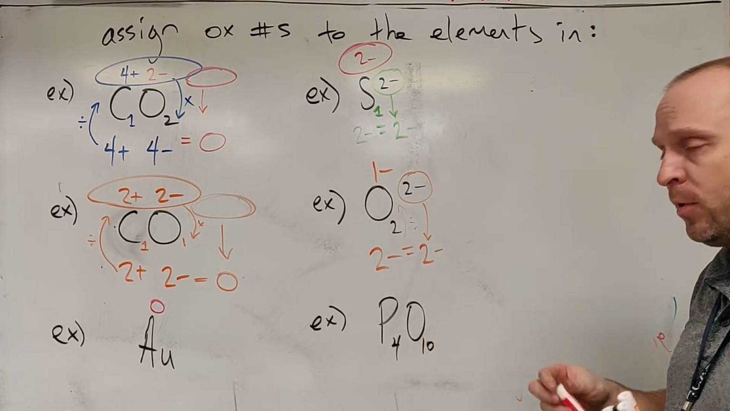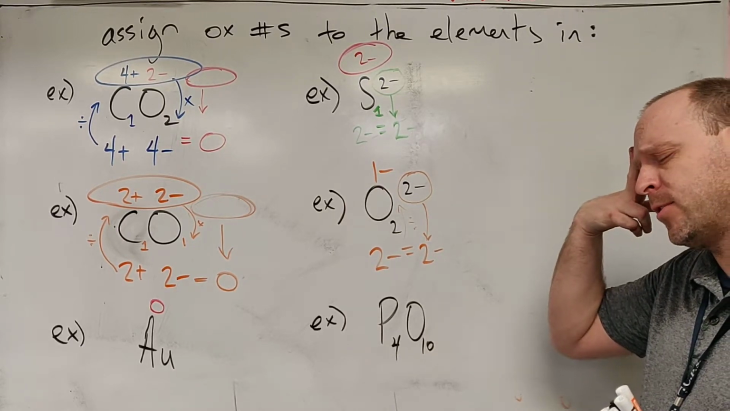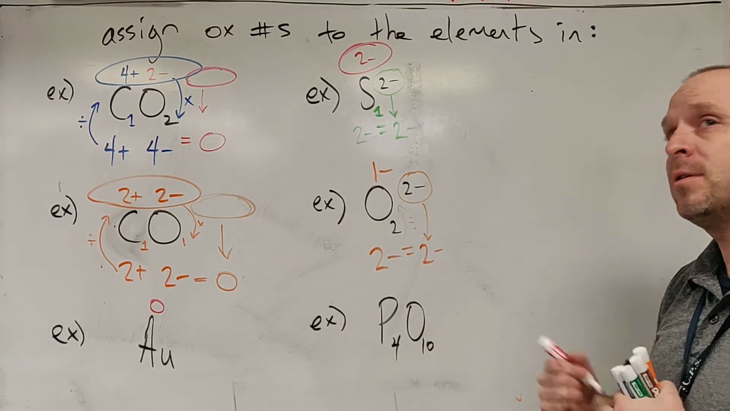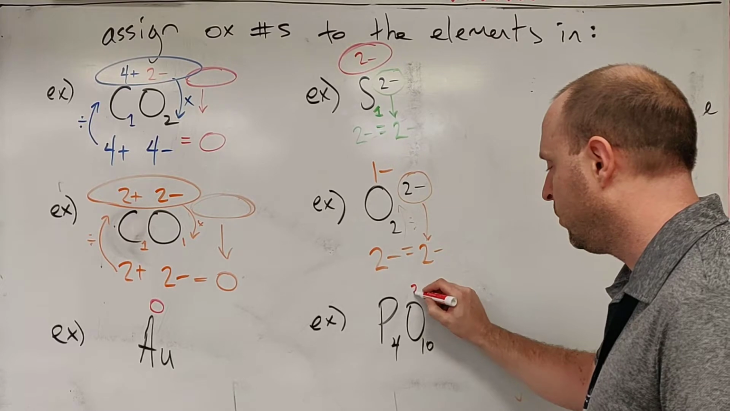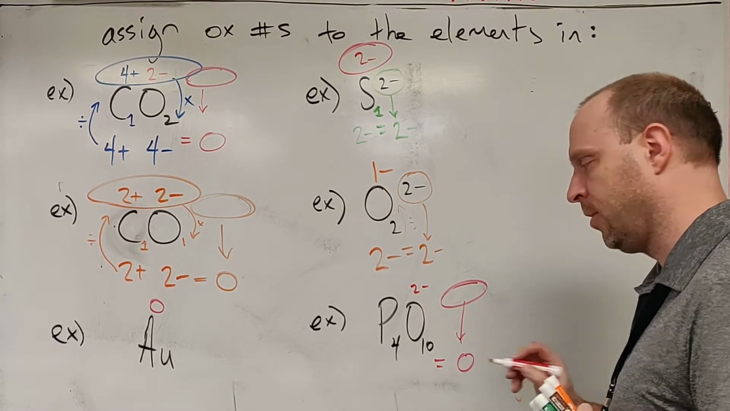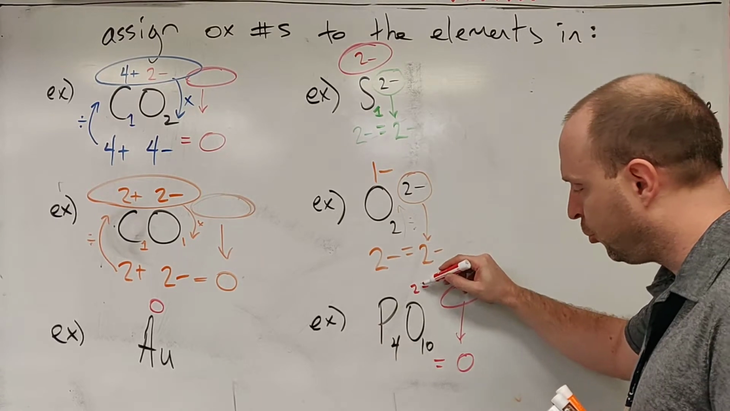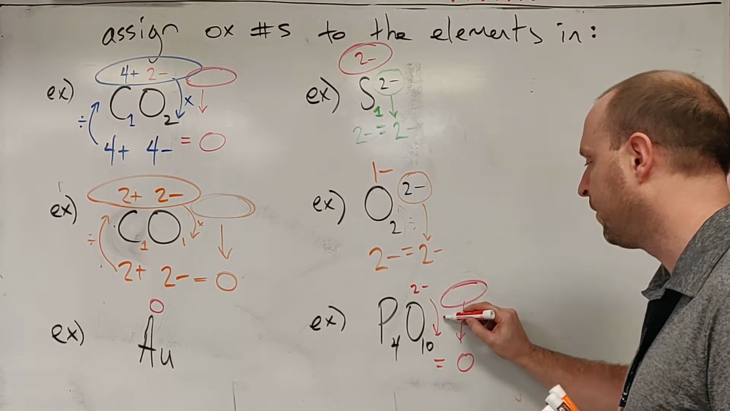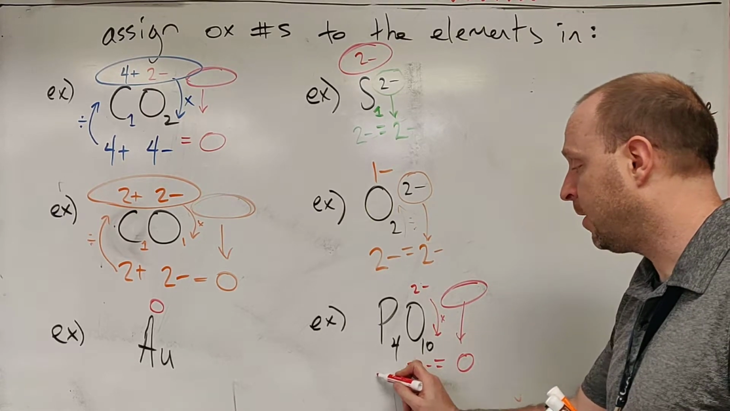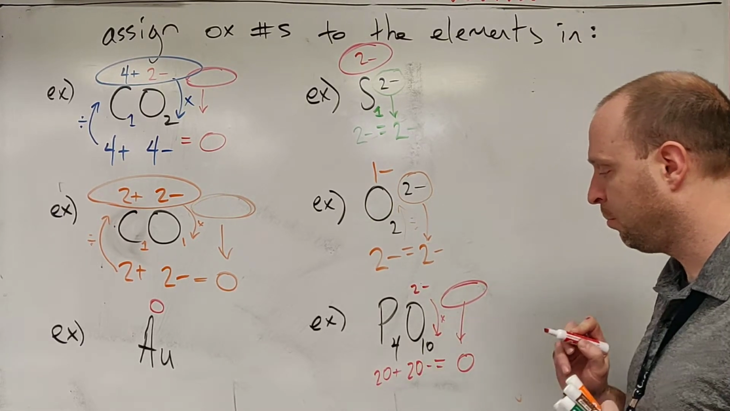So we'll start out with our same process. Anything in its elemental state? No. Any fluoride? No. Any hydrogen? No. Oxygen? Yes. That's going to be a 2-. I've got nothing here, so this is going to add up to 0. I've got 2 times 10 gives me 20 minuses, and then that has to be balanced out by 20 pluses.